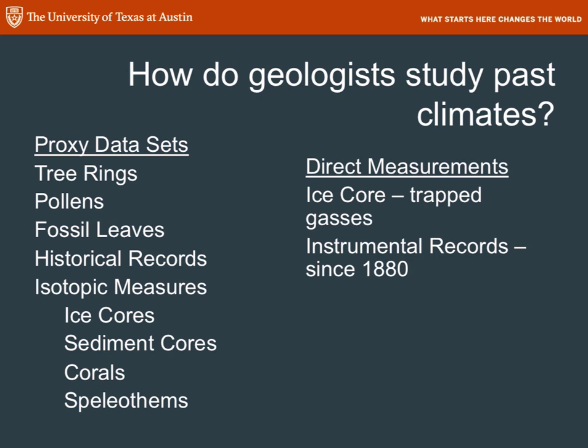We can also get data from pollen, from fossil leaves, from historical records, and from measuring isotopes in things like ice cores, sediments, corals, and we'll talk about all of those. The only thing we can really directly measure from the past are trapped gases in ice cores, and ice will trap air from many thousands of years ago. We can look at the composition of that air in those gas bubbles. We also have instrumental records, measurements of temperature and water salinity and rainfall and other kinds of things that go back to about 1880, depending on which record.